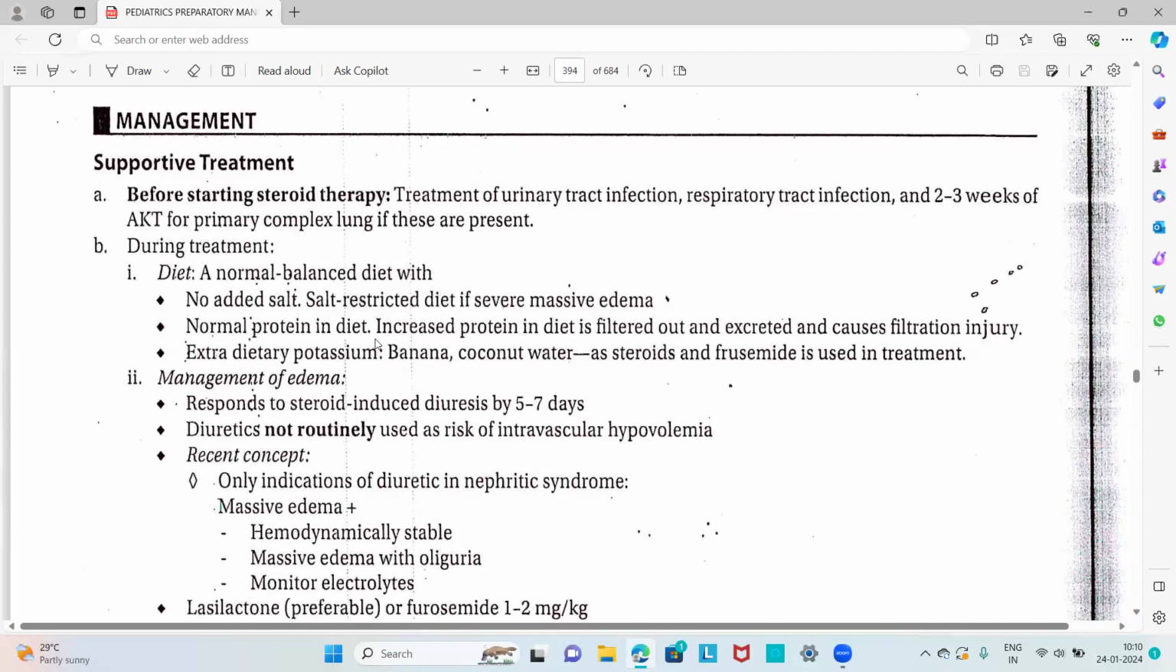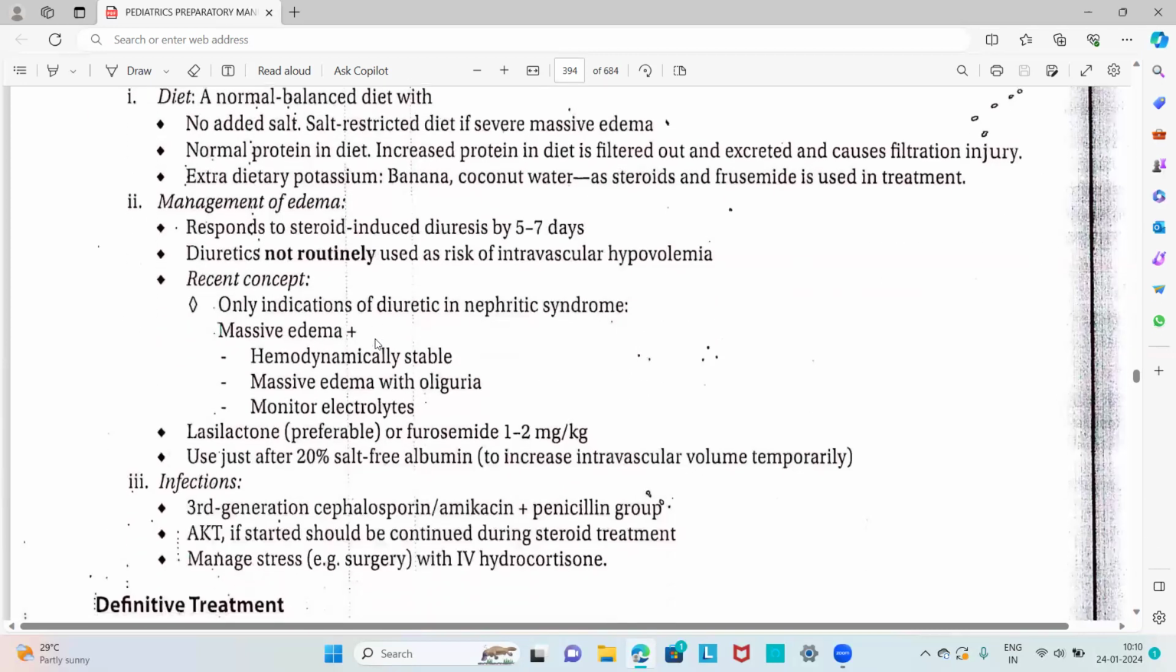Then we have to manage the edema, which responds to steroid-induced diuresis in 5 to 7 days. Diuretics are not routinely used because of the risk of intravascular hypovolemia. The only indication for diuretics in nephrotic syndrome is the presence of massive edema. We give furosemide 1 to 2 milligram per kilogram, along with 20% salt-free albumin.